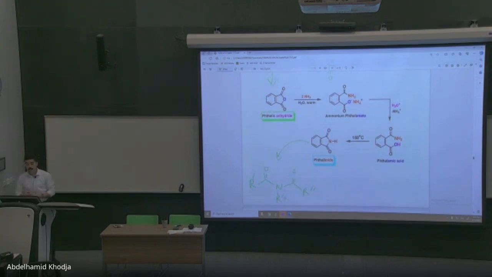Then with our ammonium phthalamate, we're going to add H3O plus. What that does is it gets rid of this NH4 and replaces it with what? OH. Then we can heat this phthalamic acid at 150 or 160 degrees Celsius, and we form phthalimide, which gets rid of that OH group, and you form your imide functional group.